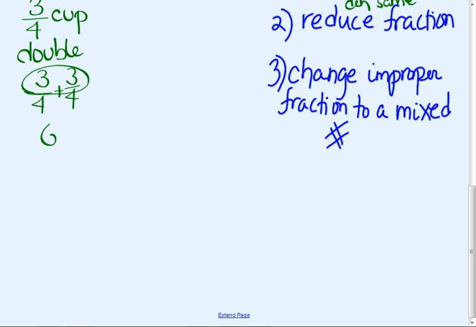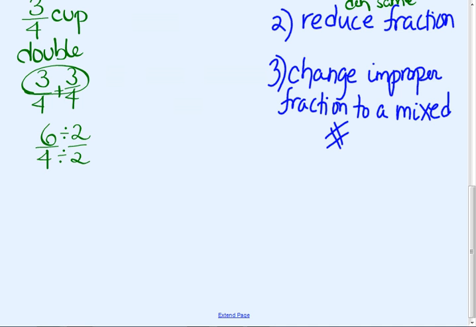So this is 6 parts out of 4 parts. Can I reduce that? Yeah, what goes into both 6 and 4? 2. I'm showing them why we would change an improper fraction to a mixed number.